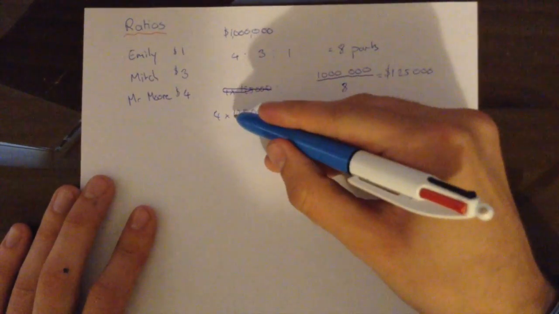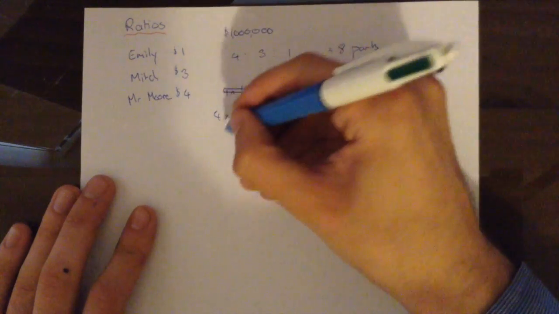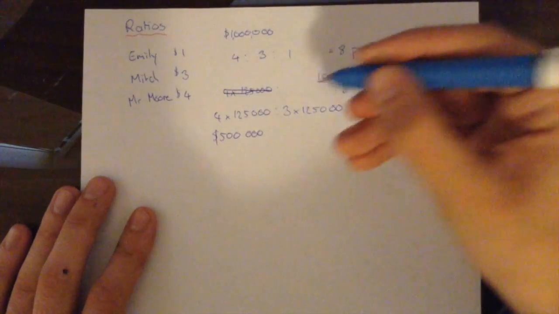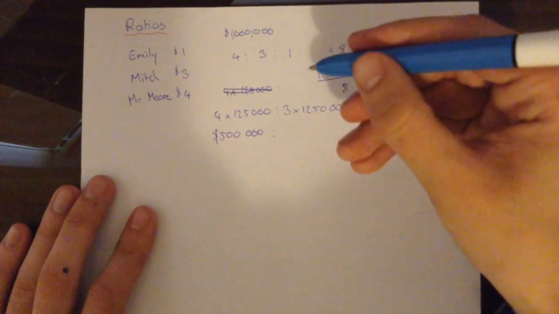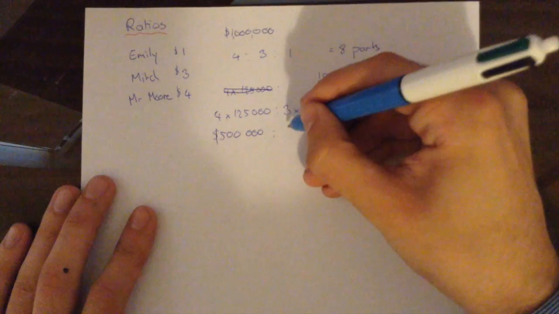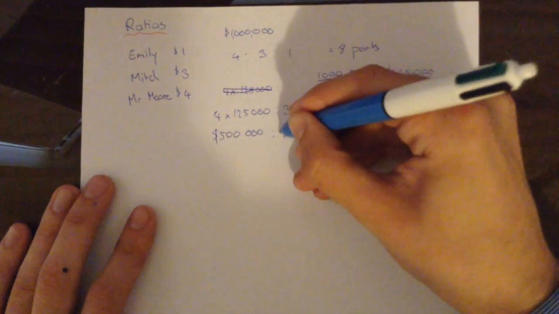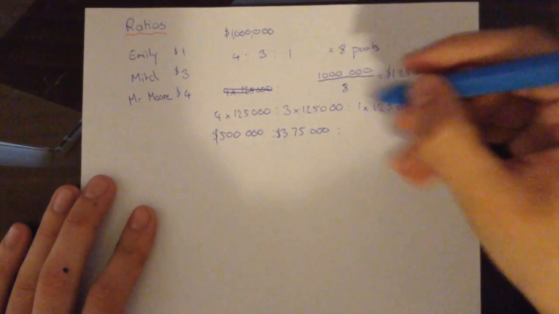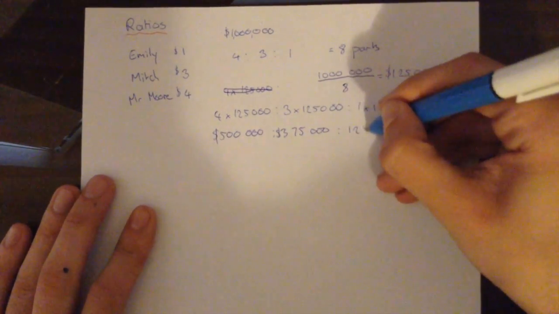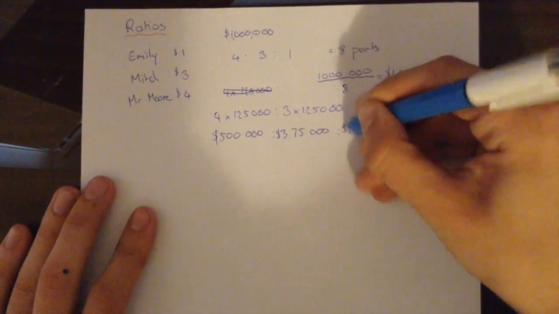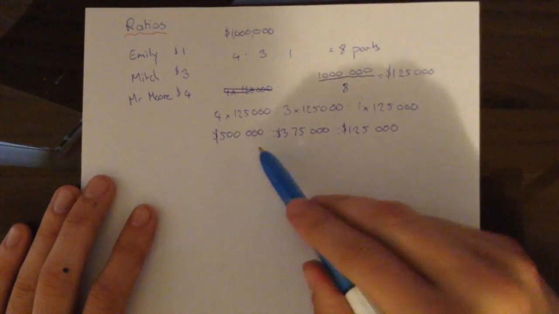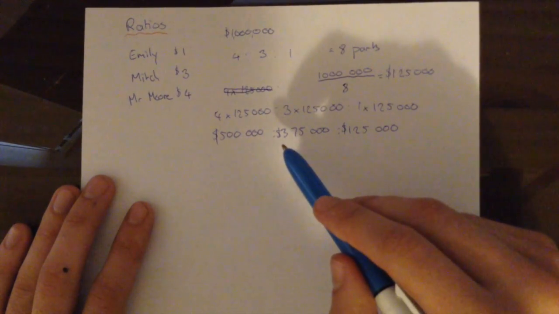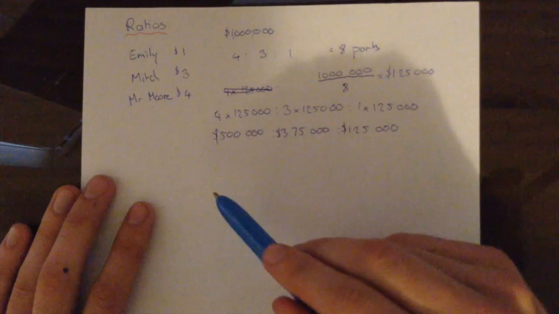So let's go through and do that now. 4 times 125,000 is actually 500,000. 3 times 125,000 is actually equal to $375,000, and 1 times 125,000 is of course equal to $125,000. Now when I add all those up together, what it should of course equal is $1 million, because I want to break up the $1 million so that we all get our amount based on what we actually put in in the first place.